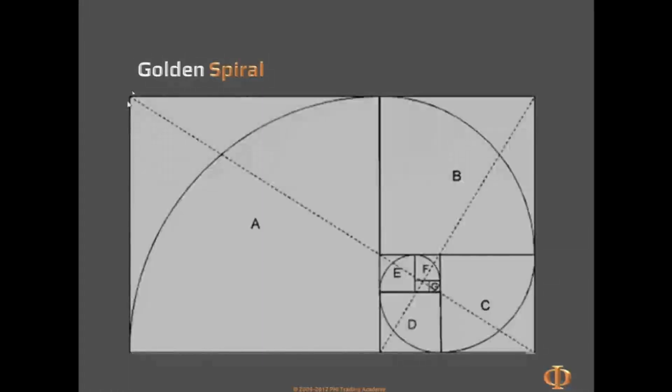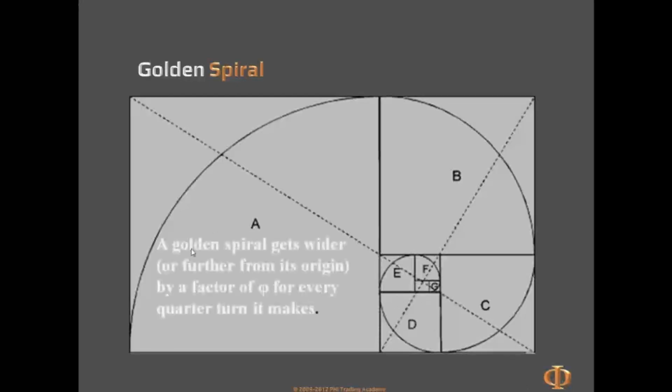Okay, now look at this. Using this number, you can do two things. You can create a golden rectangle, and a rectangle we call golden when we divide the small side by the long side, and the result is 0.618 or the number phi, then we have a golden rectangle. Or we can create a golden spiral. How do we create a golden spiral? A golden spiral gets wider or further from its origin by a factor of phi for every quarter turn it makes. So if we divide G by F, we get 0.618, F over E 0.618, D over C, C over B, B over A, and so on.